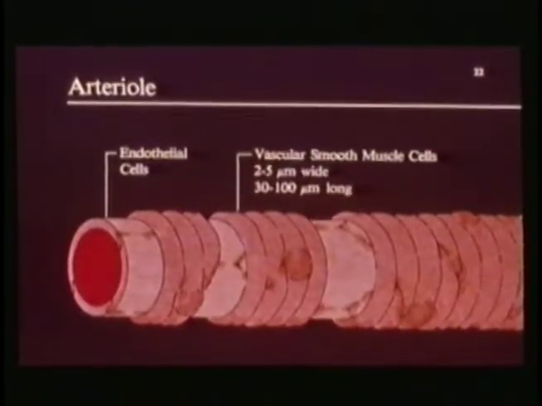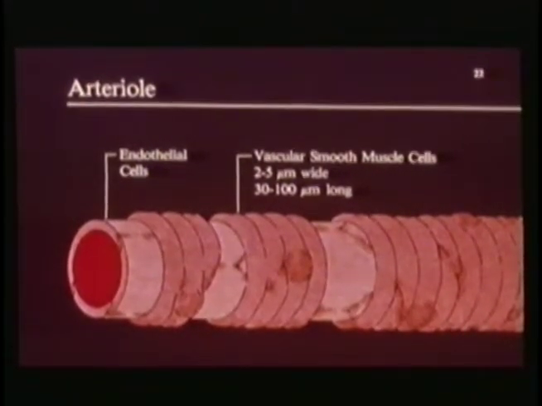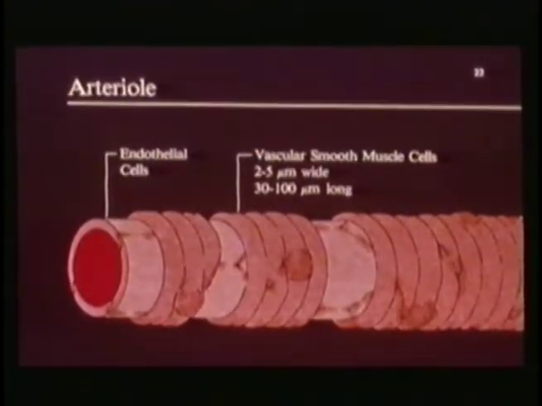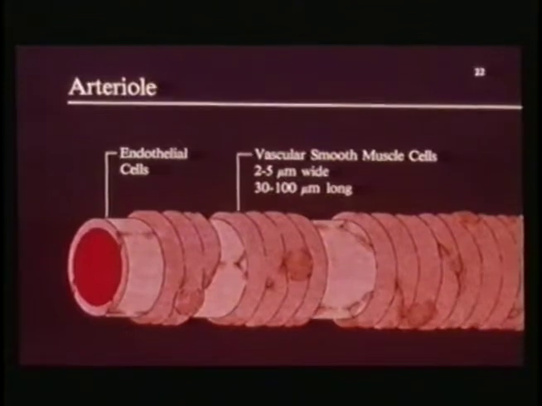22. Recall that the innermost layer of the arteriolar wall, the intima, is composed of overlapping endothelial cells, and the second layer of the wall, the media, is composed predominantly of smooth muscle cells enmeshed in an elastic network. In an arteriole, there is only one layer of smooth muscle cells, which are 2 to 5 microns wide and from 30 to 100 microns long.